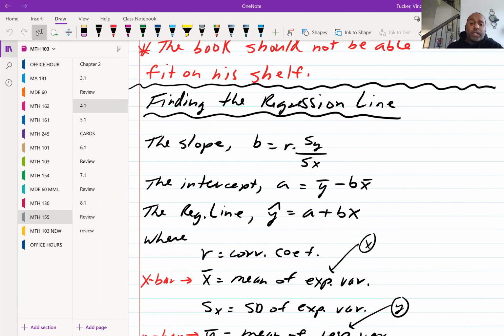All right, so finding the regression line. Your slope is going to be b equal to r times s sub y over s sub x. I'm going to scroll down in a second so you'll see what those variables mean. The intercept is a equal to y bar minus b times x bar. The regression line will be y hat equal to a plus bx. Last class we saw what r was. r is your correlation coefficient.